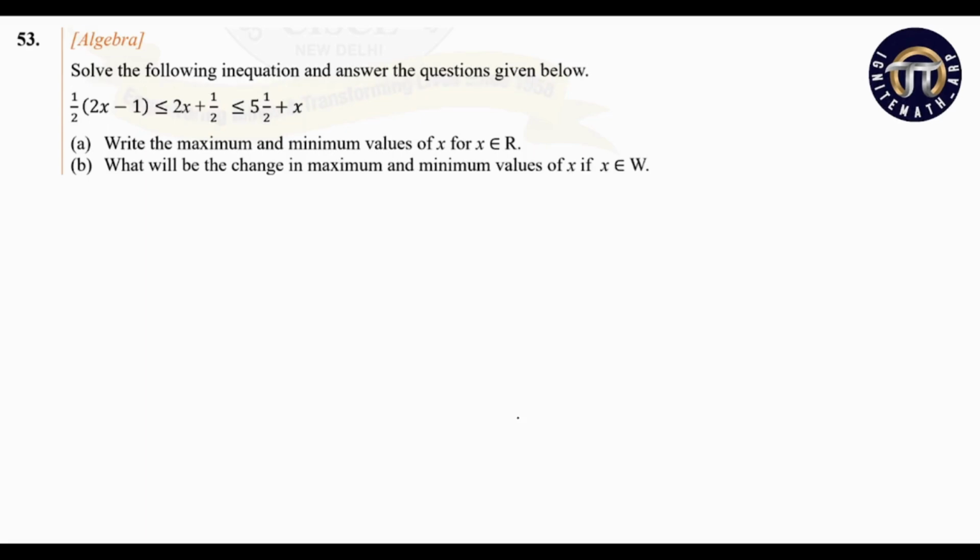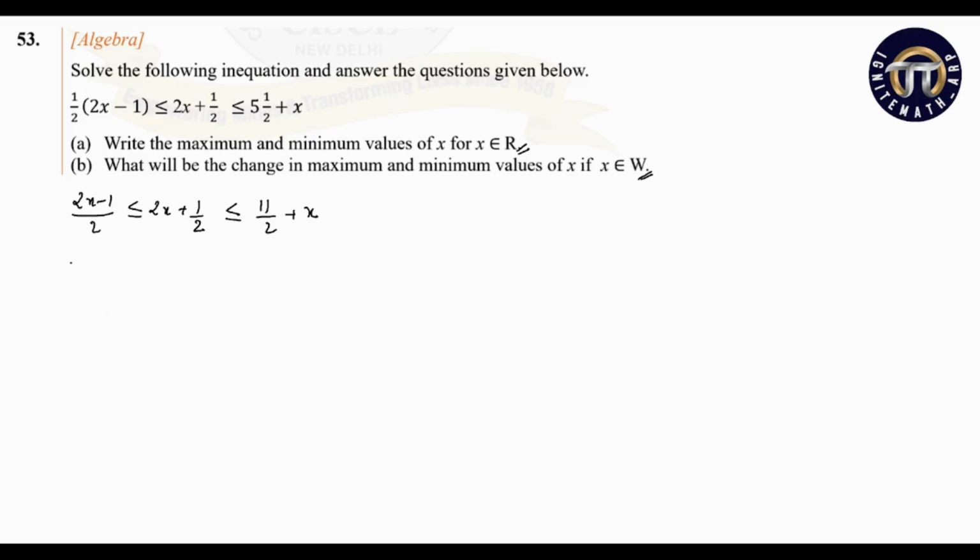It is an inequation. You're asked to find out the minimum and maximum value of x when x belongs to R and when x belongs to the whole numbers. Now let me write the inequation over here. So (2x minus 1)/2 is smaller than or equal to 2x plus half, which is smaller than or equal to 5 1/2, that is nothing but 11/2 plus x.